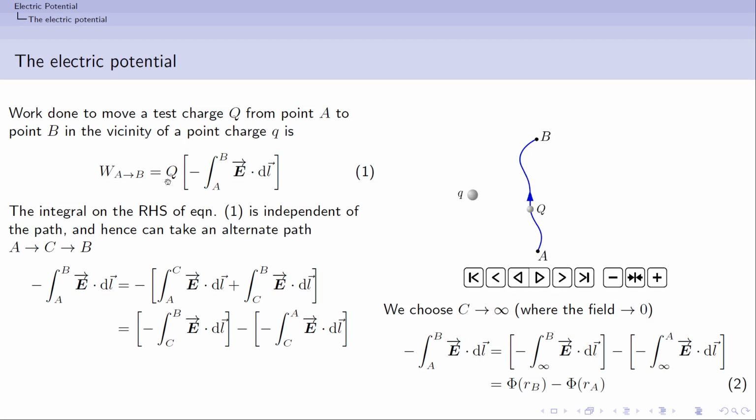In case you're wondering how we got this expression, I suggest that you go through my earlier lecture on the electric field. There it will become clear how this expression came about. Now this integral on the right hand side of equation number 1 is independent of the path. That is, it does not depend on what kind of path you are taking.